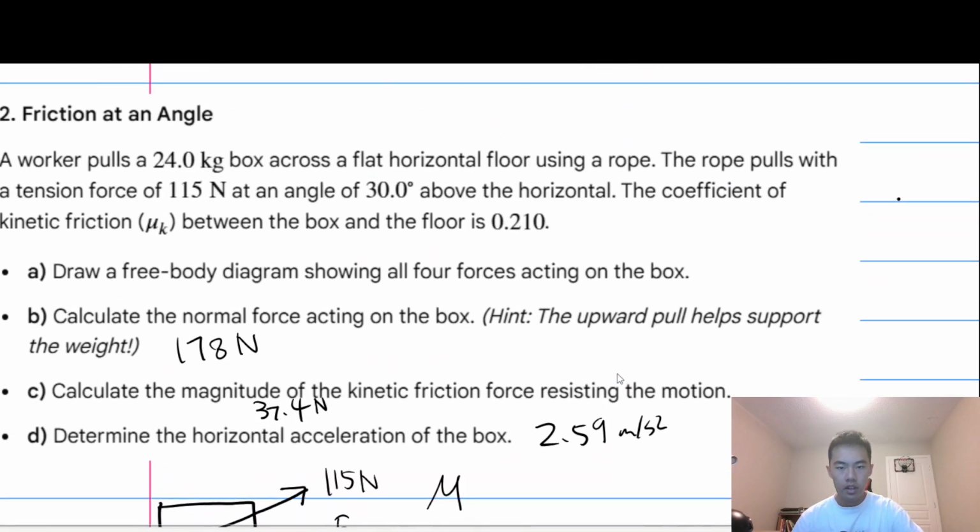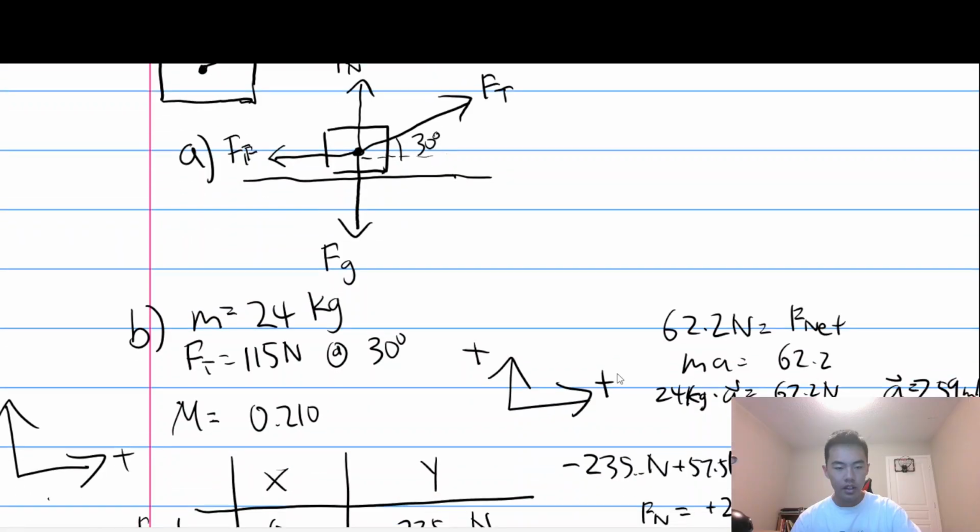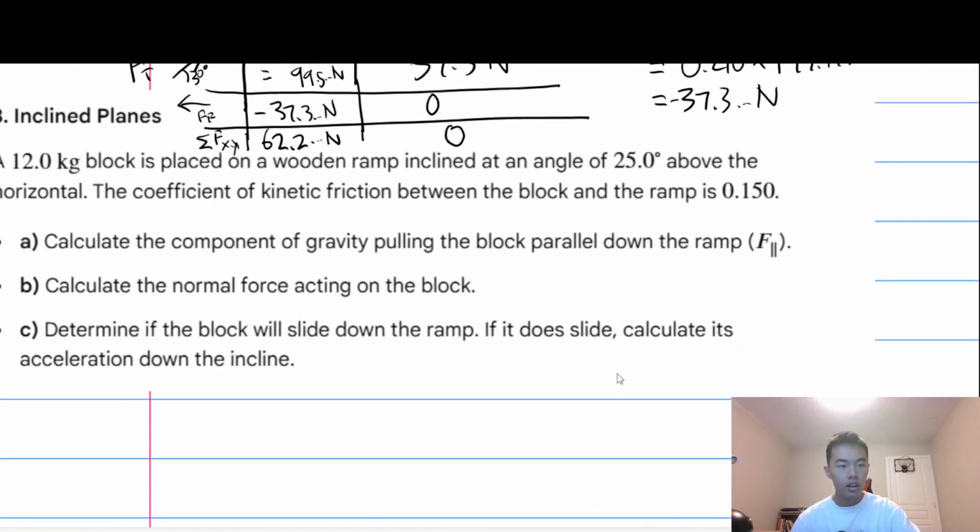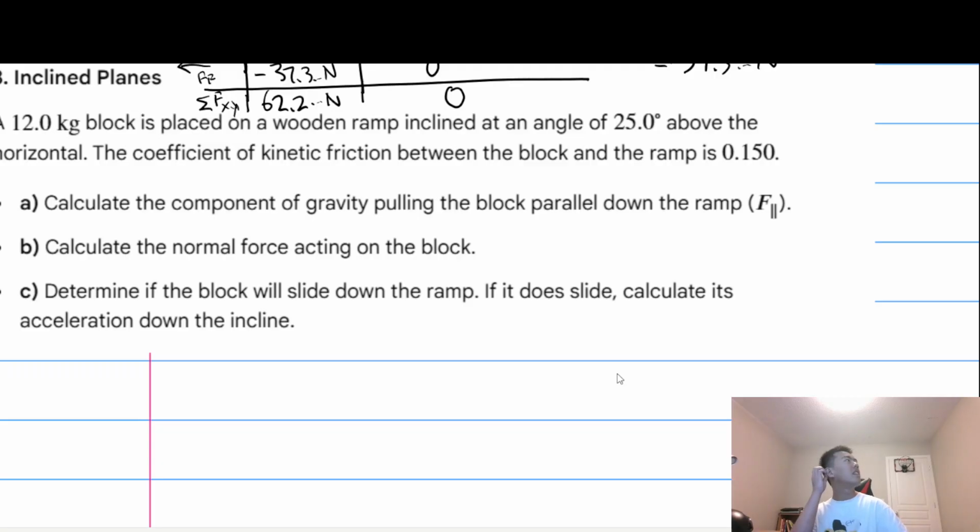And this is 3 significant digits. Inclined planes. Now I would consider this one of the harder ones of unit 2. It's just a little more, there's some extra steps.